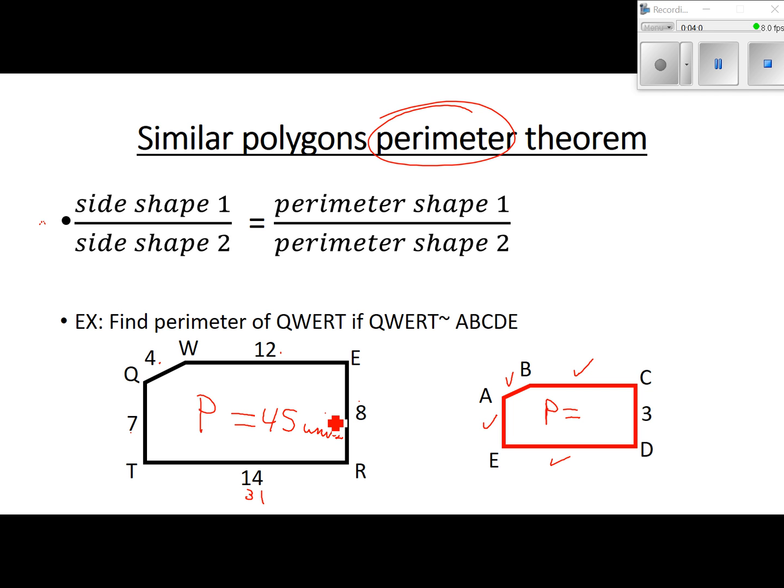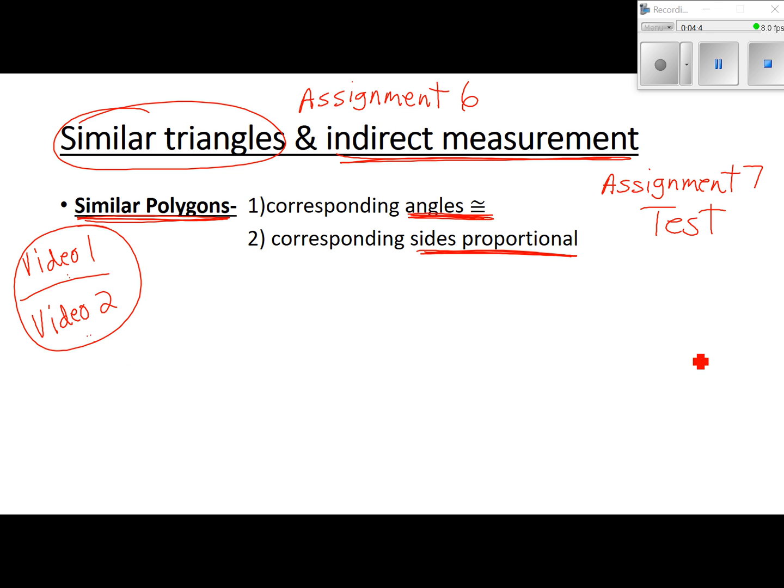What this theorem allows us to do is it says you're just going to compare a side in shape 1 to a side in shape 2, and that should equal the perimeter of shape 1 compared to the perimeter of shape 2. So it's just telling you how to set up the proportion. On this one, I have to make sure that for the sides, I take 2 sides that match up. If I look at this black shape first, it looks like the 8 matches up to the 3 in the other shape. You have to make sure that you match them up correctly. So my first ratio is going to be 8 compares to 3, the same as.